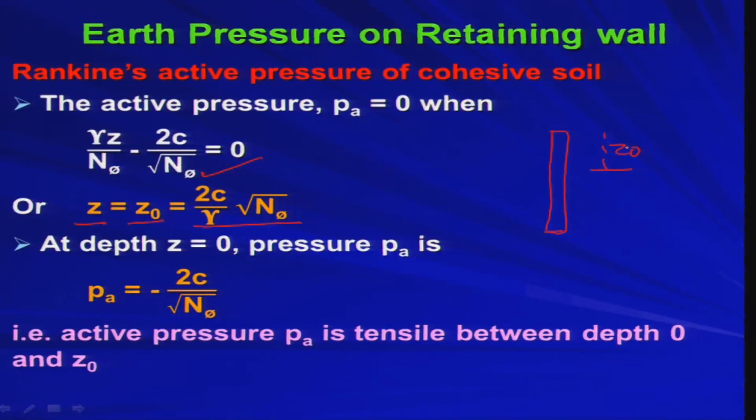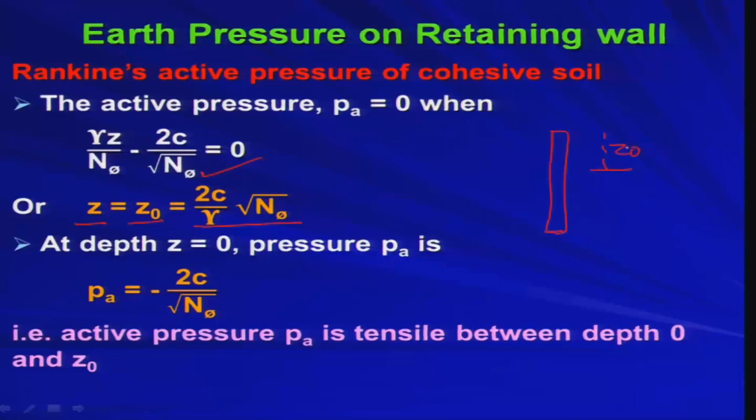This is the basic difference between cohesionless soil and cohesive soil. In the case of cohesive soil, just at the top of the wall you are not getting 0 active earth pressure. You will get something else, we will come to that point later on. Rather, you will get 0 active pressure at some depth below the top of the wall.